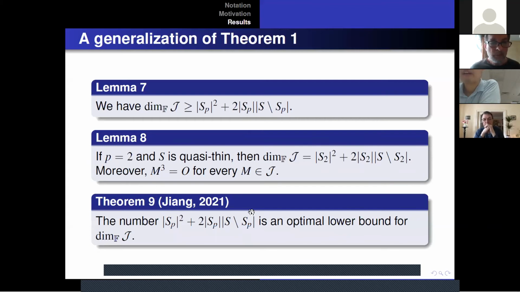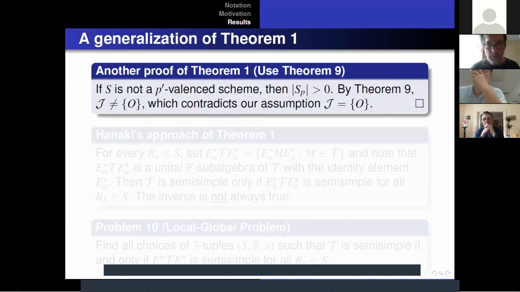Okay, so this is theorem 9, and let us use theorem 9 to prove theorem 1. It's very easy. If S is not a p-valence scheme, then the set S_p is larger than 0. Because we have this lower bound, by theorem 9 the Jacobson radical is not all zero, which contradicts our assumption that the radical contains only the zero matrix. This is a generalization of theorem 1.